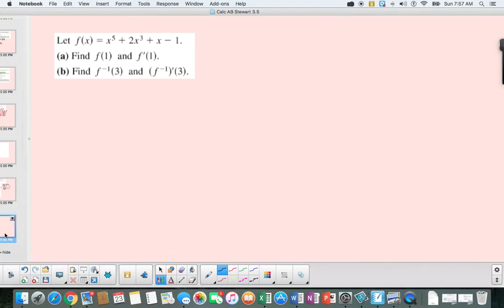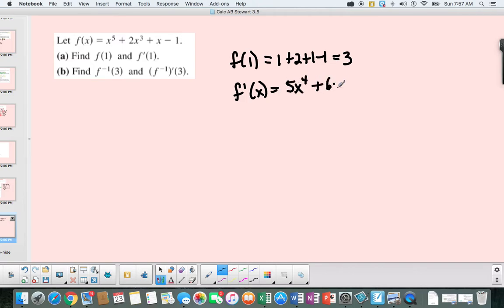All right, let's take a look at a problem where we don't have the graph here. So here we have f of 1, and f of 1 is going to be 1 plus 2 plus 1 minus 1, and that ends up being 3. And let's go ahead and figure out the derivative, which is 5x to the 4th plus 6x squared plus 1, and evaluate it at 1.